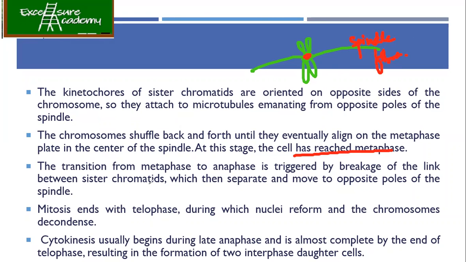Now the transition from metaphase to anaphase is also a very important step. So later in the next lecture, we will study the checkpoints which are important to carry out for the transition from the metaphase to anaphase. It is triggered by the breakage of the link between the sister chromatids. As they show, it is not only the centromere which is holding the sister chromatids, you have got the linkage like this. Let me make it clear once again. So you have got the sister chromatids like this. Okay. And one second.